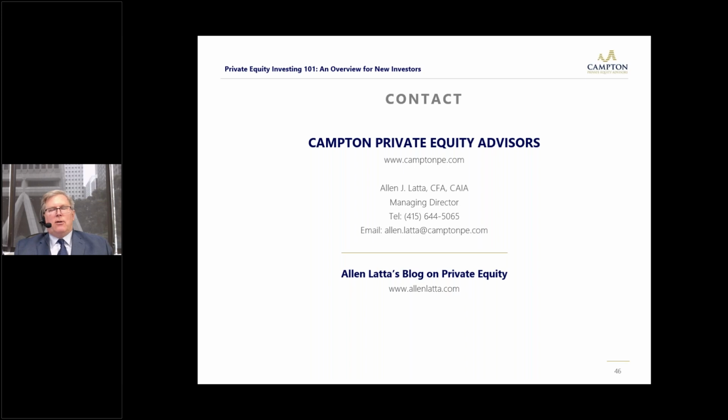And so these secondary funds, as they're known, can actually be a great way to complement a program, and can be used to help minimize the J curve that we talked about before.